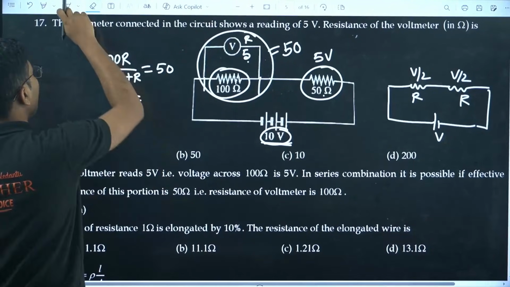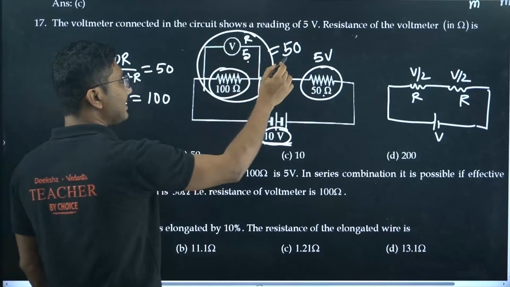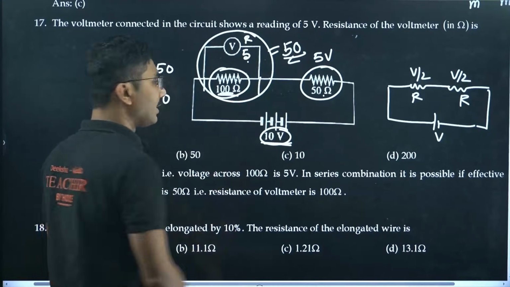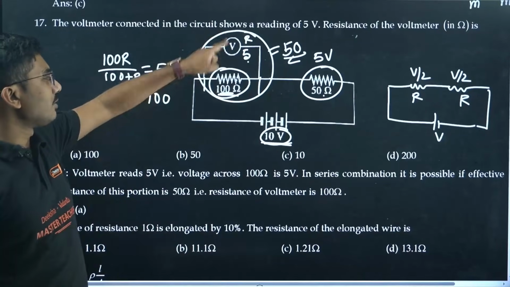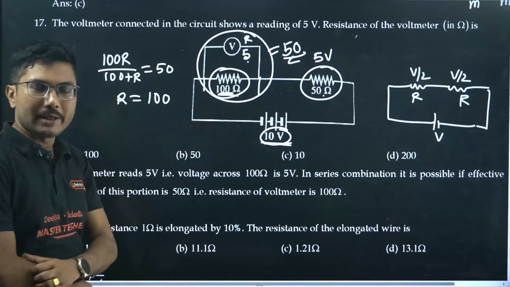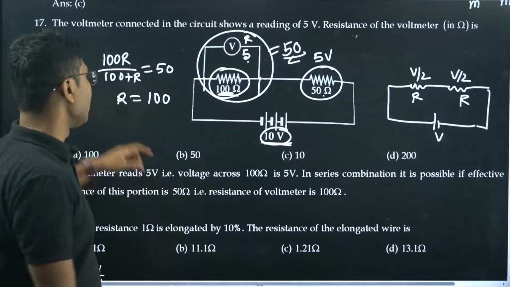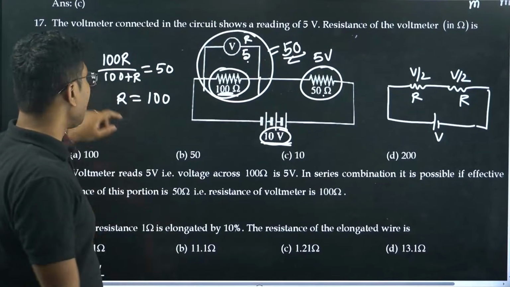One more way is to say that this combination has half of the total resistance 100, that means both of them should have the same resistances. So 100 and 100 combined in parallel, the total resistance will be 50. That is another logic, right?